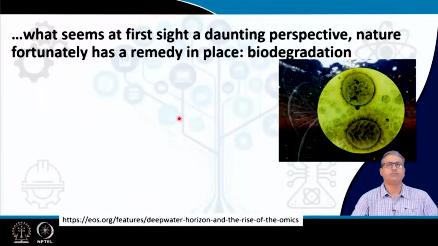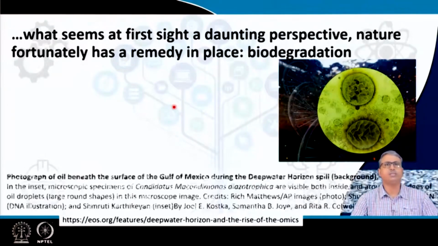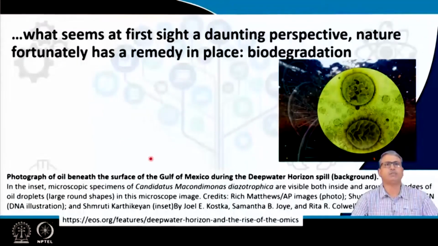Now, we want to highlight that in spite of that huge amount of oil being spilled into the natural environment, microorganisms are always there, naturally present in the contaminated sites. This is a photograph of oil on the surface of the Gulf of Mexico, and the background represents the contamination which has happened. The foreground, the greenish yellow circle, represents a microscopic specimen of a bacterial group identified as Candidatus Macondimonas diazotrophica. These are visible both inside and outside of the oil droplet.